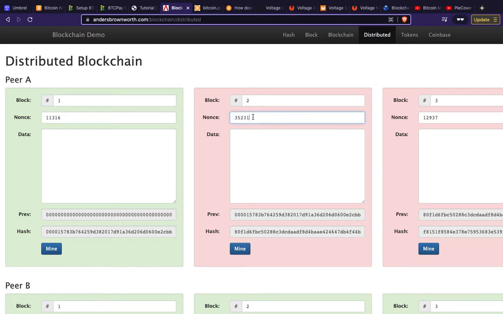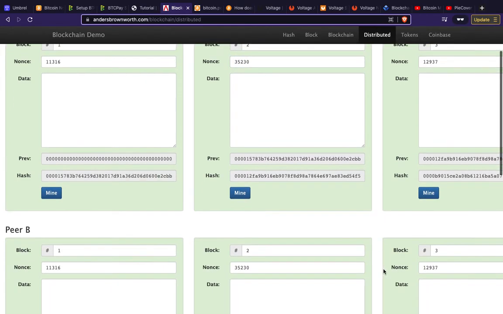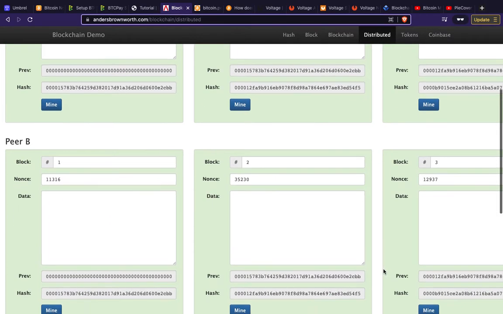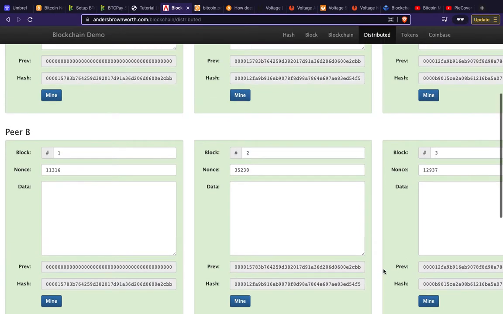80F1. It was before that. It was 0000, right? So now, because I did that, it was changed. Now, if you look at everything else, similar, right?